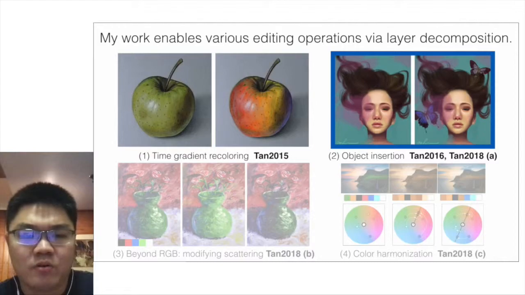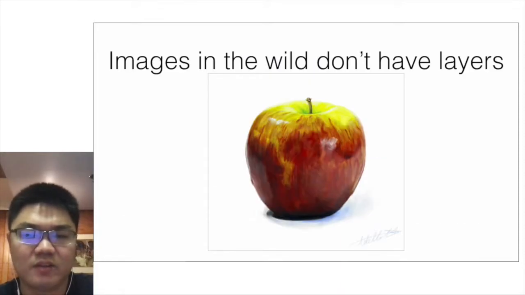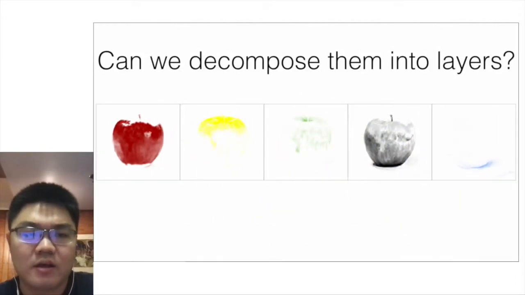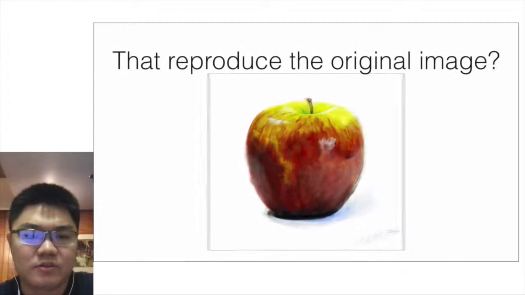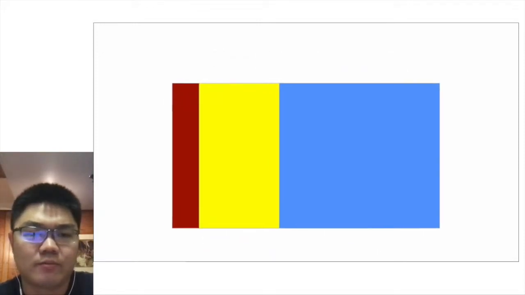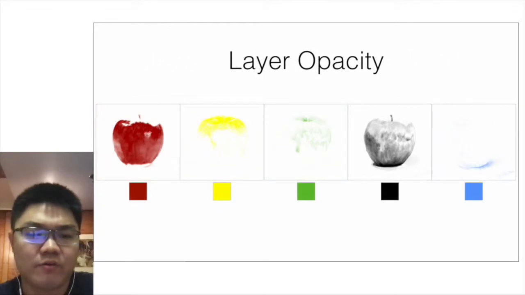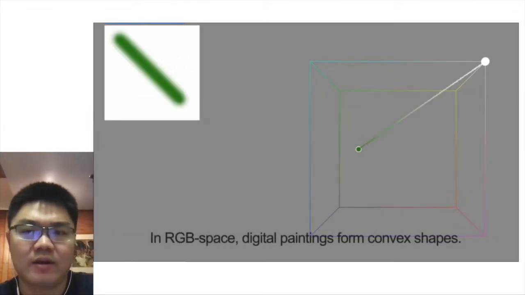However, can we decompose layers from a single image to enable similar applications like recoloring and also object insertion? This paper was presented at SIGGRAPH 17. Images in the wild usually don't have layers. Can we decompose the image into layers so that these layers can reproduce the image? And we can use these layers to do the editing. We decompose the problem into two sub-problems. First is to find the palette from the image, and then we find the layer opacity for these colors. We will get single color translucent layers.